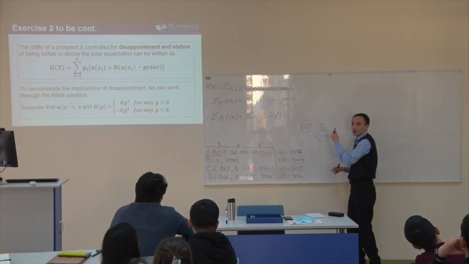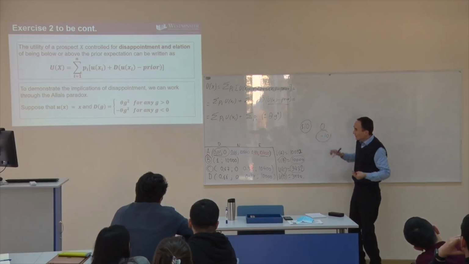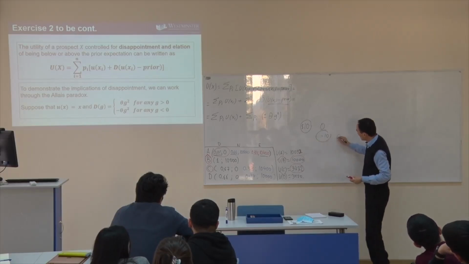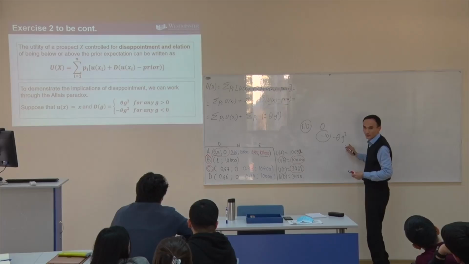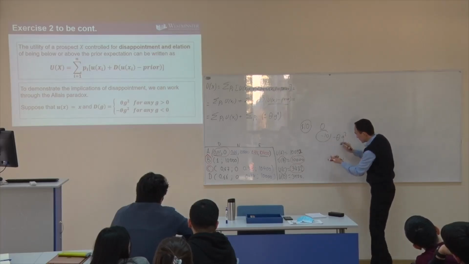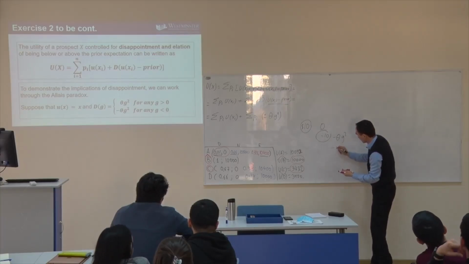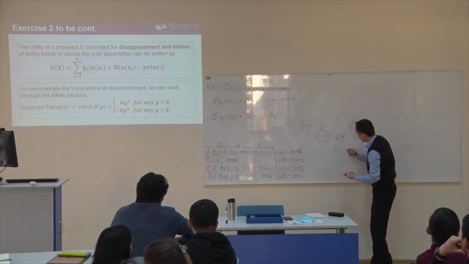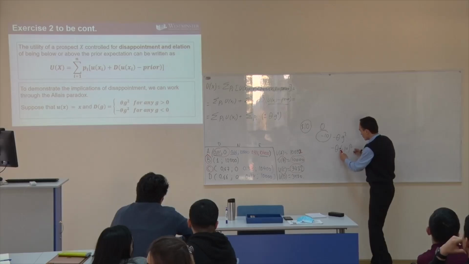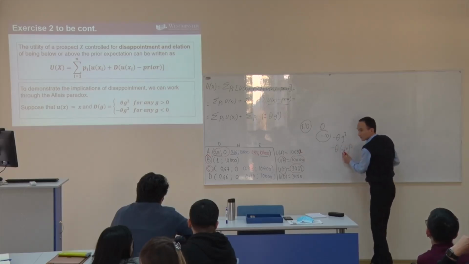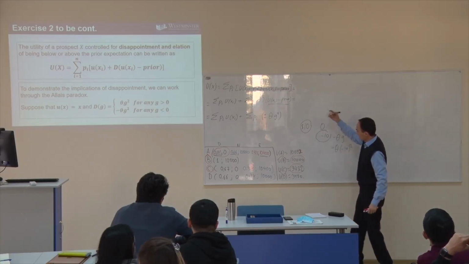If it's going to be less than my expectation, then you will use theta minus theta G square. You know this is negative. So here it's y squared, so minus theta times minus 10 squared. Don't think that this minus will go inside. No. Now it's here, minus 10.